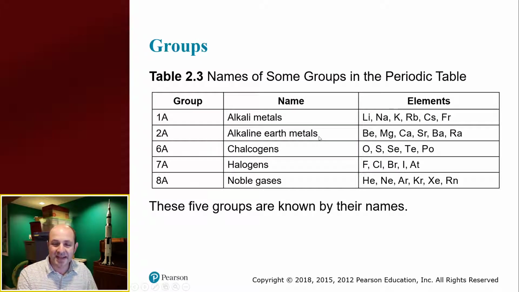So we talk about some of the named groups. The ones that you really need to know are the first two and the bottom two. Alkali metals is that first column on the far left, 1A. The alkaline earth metals are 2A. Chalcogens, I wouldn't worry about that name too much. No one really uses it much anymore. Halogens, though, get used all the time, 7A. And the noble gases on the far right are 8A. So it says these 5 groups are known by name. There's others. 5A is the pnictogens, but we just don't use them all that much. But the top 2 and the bottom 2, those we still use on a very regular basis.